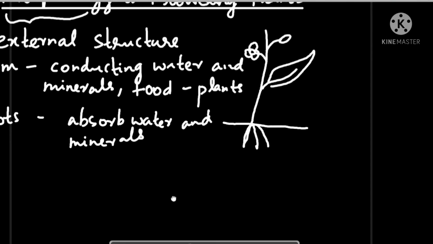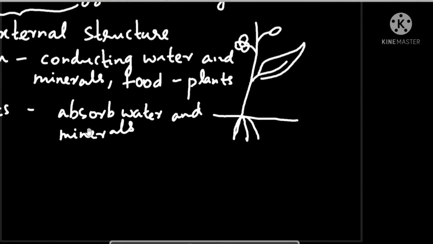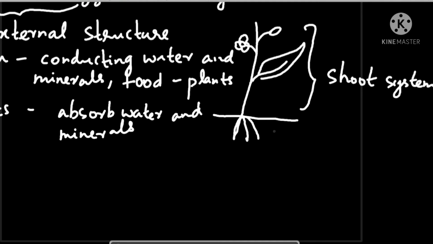So we can divide the plants into two parts. One is the part of the plant that comes above the level of the soil. That part can be called as shoot system. That is the stem, leaf, flower, fruits, all this comes under the shoot system. Whereas the part of the plant that comes below the level of the soil will be called as root system.